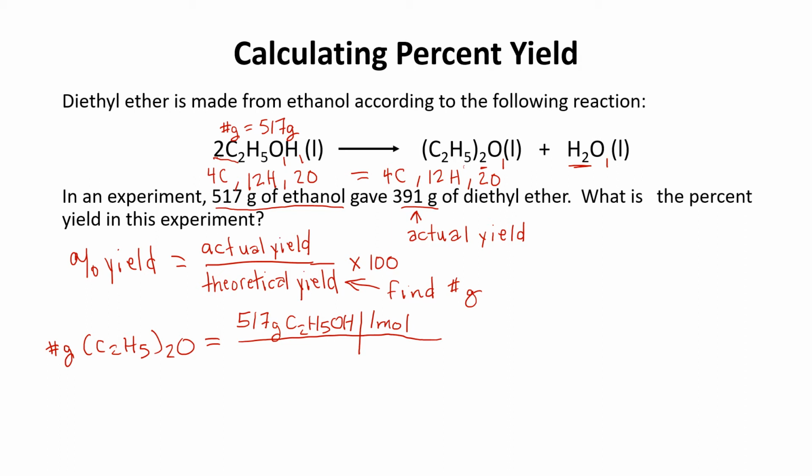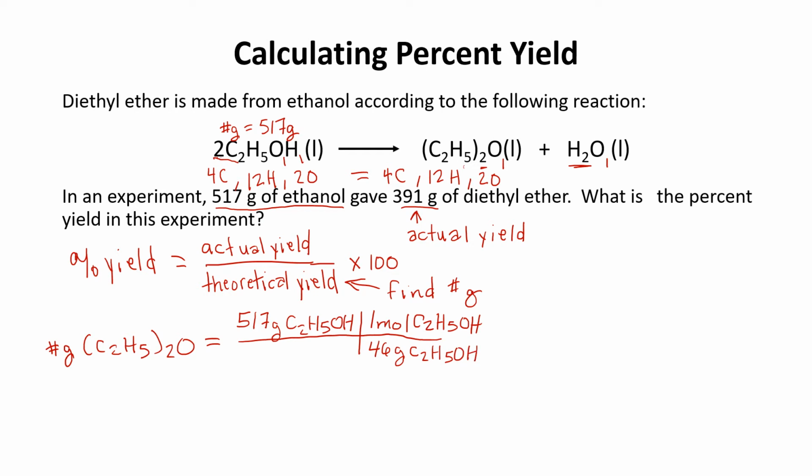So that will allow you to get in moles of the other substance via the mole ratio. All right. So we're going to convert the grams of ethanol to moles of ethanol. So for 1 mole of ethanol, that corresponds to 46 grams of ethanol.